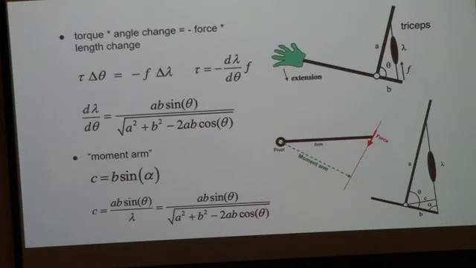You're familiar with this? I won't cover it. You want me to cover it? Show this equation.